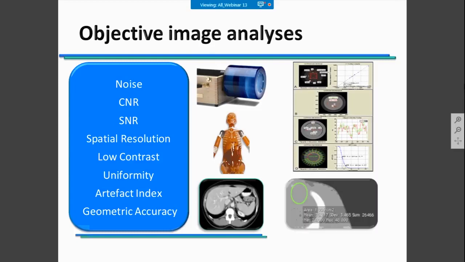If you don't have it, you could use an image processing tool, and you could perform ROIs in homogeneous areas and analyze the noise and the signal and also the spatial resolution and obtain all the information from your image. You could use this on anthropomorphic images or on patient images.